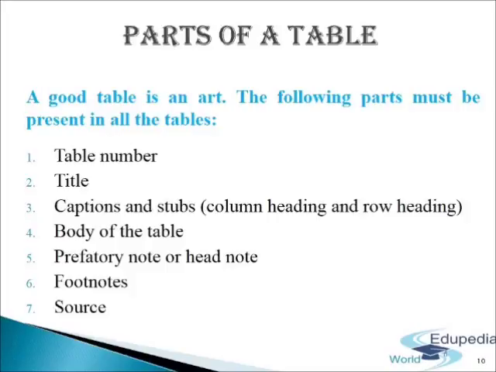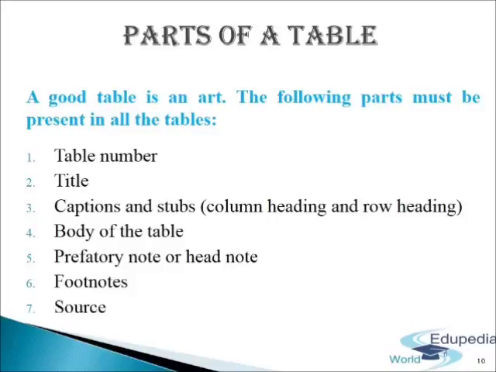Next, title. There may be a main title written in 1 or 2 lines, or a catch title written in few words. The title given above the table must be brief, clear, and self-explanatory. The lettering of the title should be the most prominent of all lettering used in the table. A complete title explains the nature of data, time period of data, the field to which the data are related, and basis of classification of data.